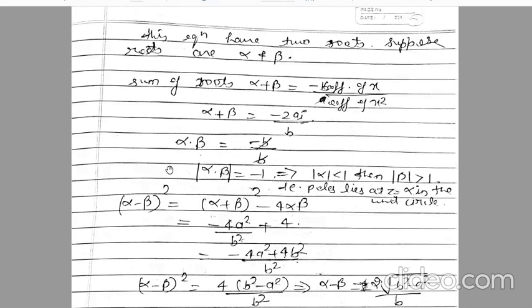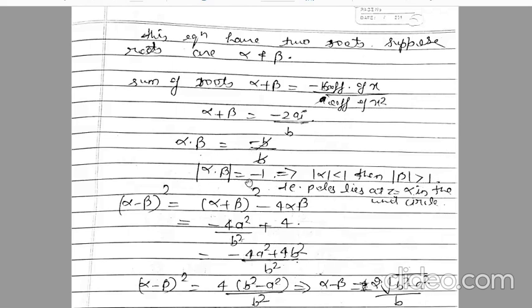Since we are finding a definite integral, just take the mod value here. So mod alpha into beta is equal to minus 1. Now if mod alpha is less than 1, then mod beta is greater than 1. That means if mod alpha is less than 1, you will get mod beta greater than 1.